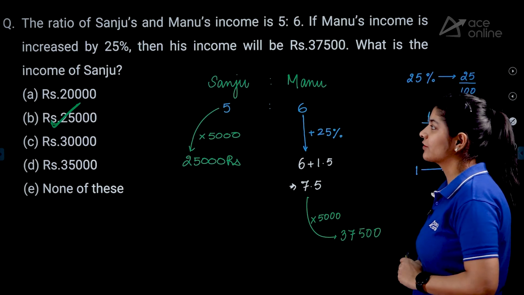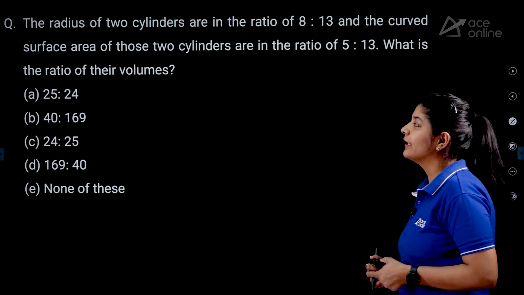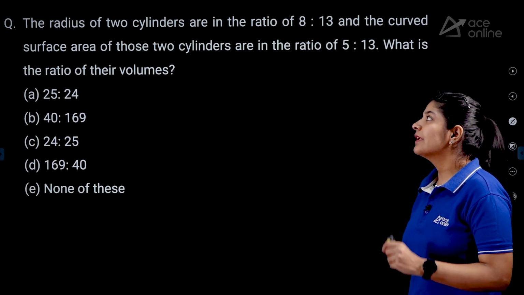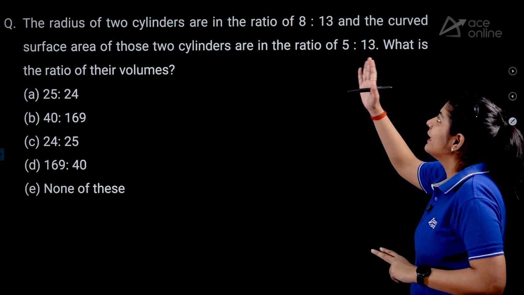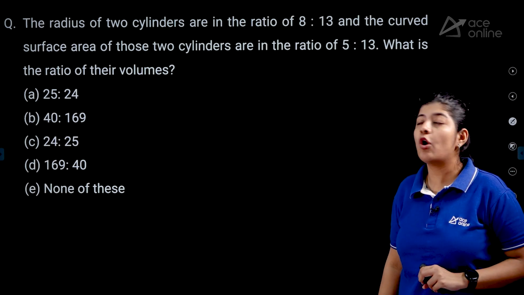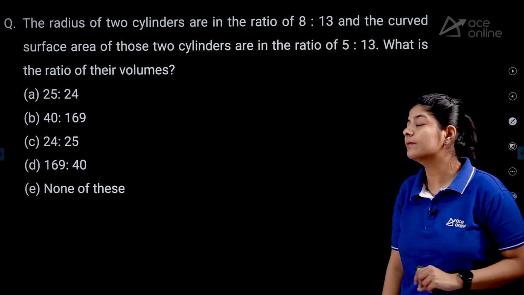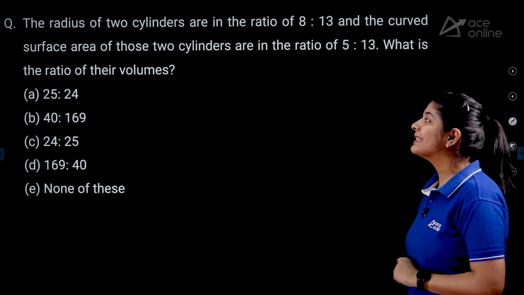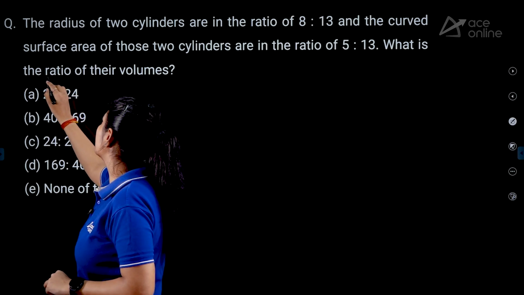Let's move towards the next question. Let's see what the next question is and how we are going to deal with that. So the next question says that the radii of two cylinders are in the ratio 8:13, and the curved surface areas of those two cylinders are in the ratio 5:13. Sorry. Now, what is the ratio of their volume? What we have to find out? We have to find out the ratio of their volume.